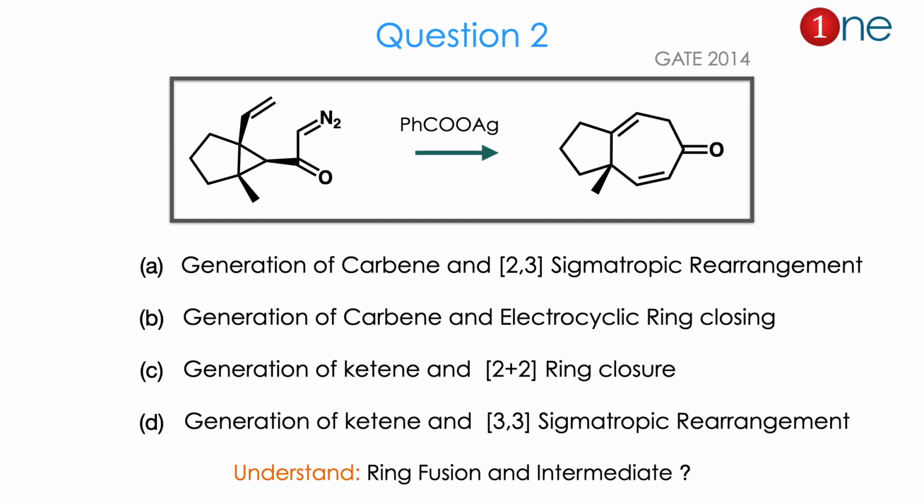So the possibility of ring expansion. So from the reactant to product there is a discussion about ring fusion and the intermediate is a real question here. The answer is D. Let us see how.